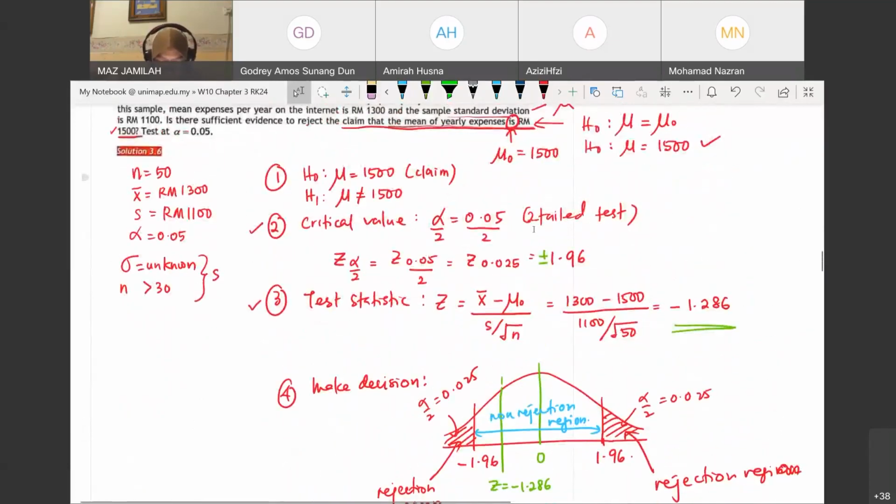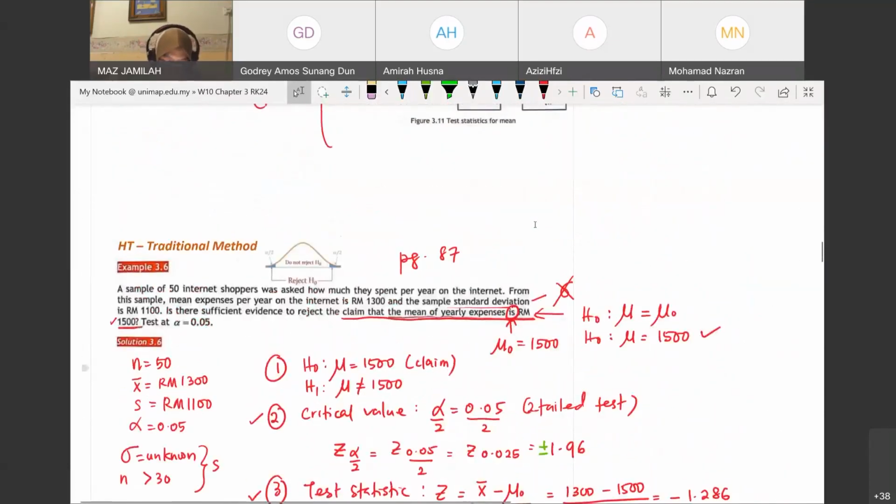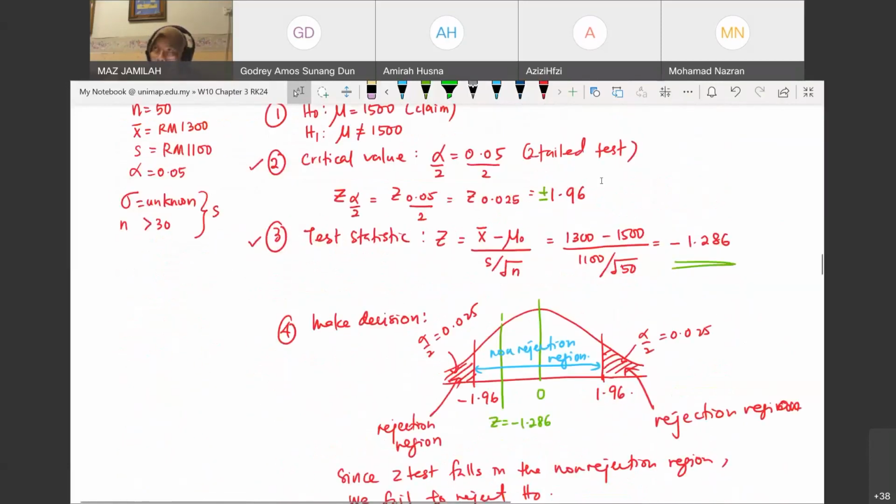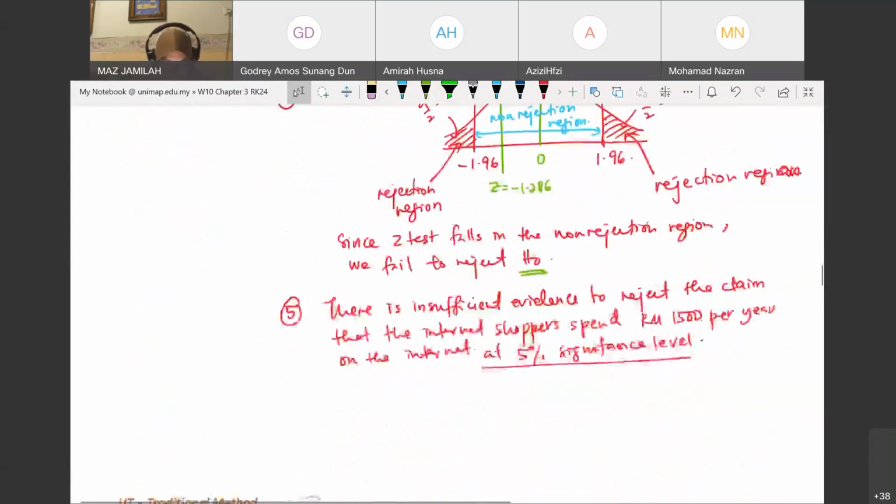For the first example, it was a two-tailed test. Any questions so far, class? No, Doctor. Are you all with me? Okay, no questions? Okay, thank you.